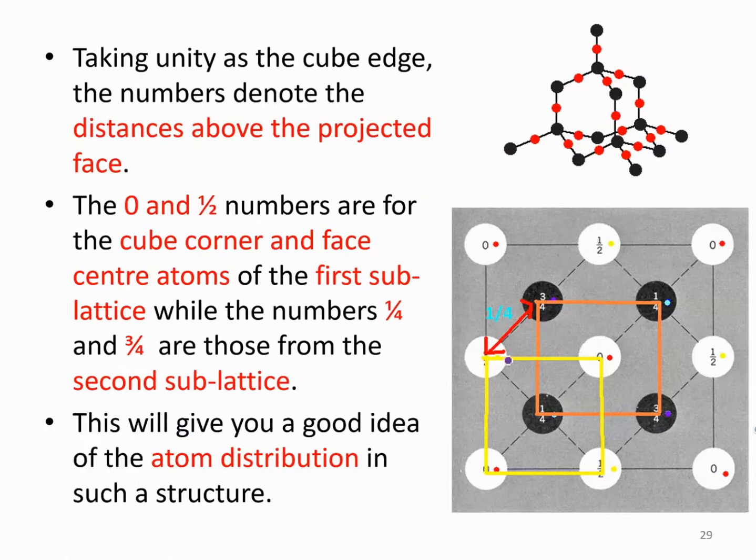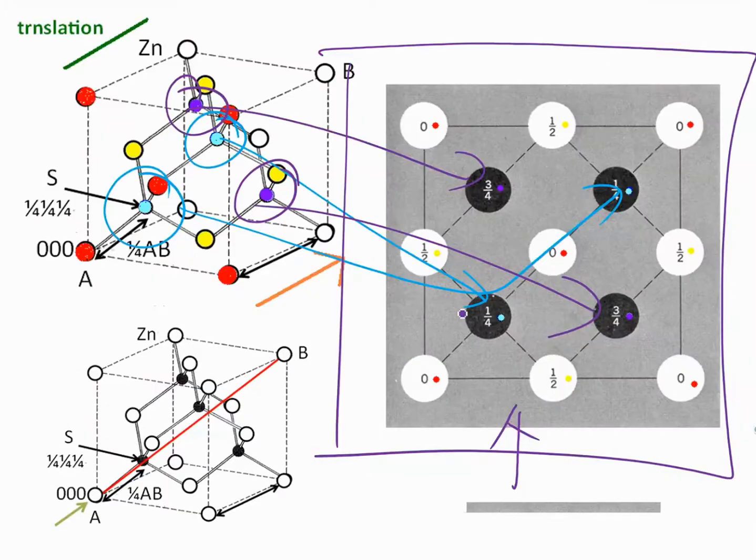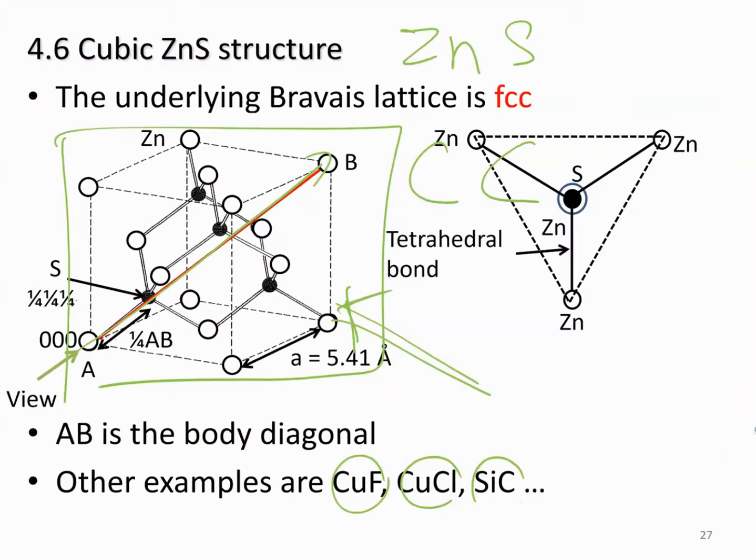So you can see from here, this white color atom belongs to one sublattice, and then the black one belongs to the other sublattice. And the distance between the first sublattice and second sublattice is 1/4. So which explains this statement.